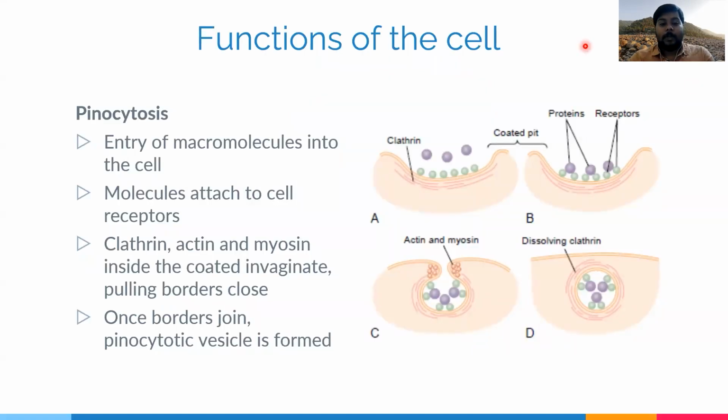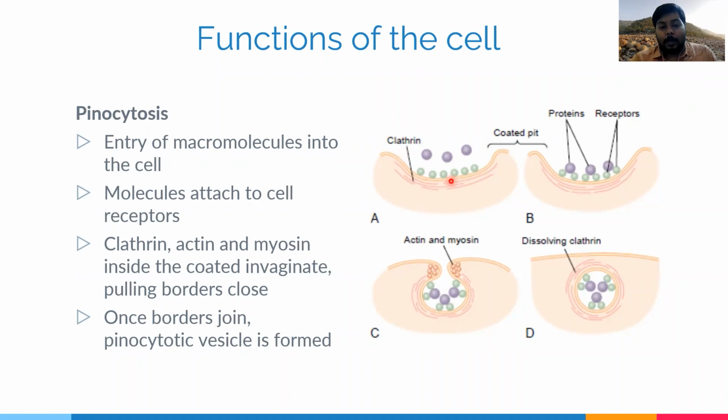Next, let us look at various functions performed by the cell. The first we want to look at is pinocytosis. As we discussed before, the cell membrane is impenetrable to water-soluble molecules, and fat-soluble molecules can enter, but large fat-soluble molecules also have difficulty in entering through the cell membrane directly. Thus, the cell requires a particular process via which large macromolecules can enter through the cell membrane, and this process is known as pinocytosis. So, how does pinocytosis occur?